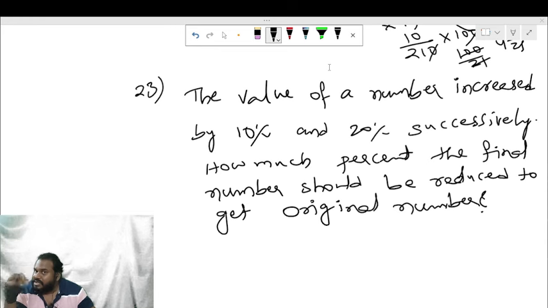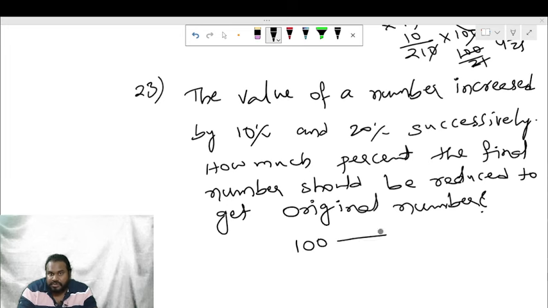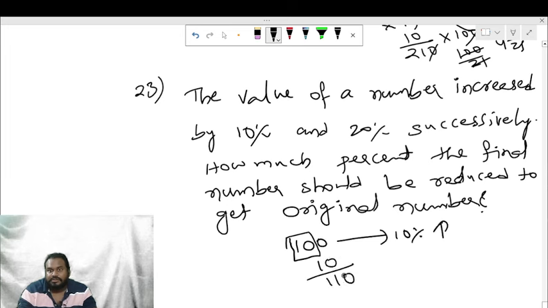On 100, a 10% increase is 100 plus 10, so it will become 110. There is a number, I am assuming the number as 100. So on 100, 10% increase. 10% increase means what is the 10% value on 100? It is 10. So I have to add 10 on it, so it will become 110.